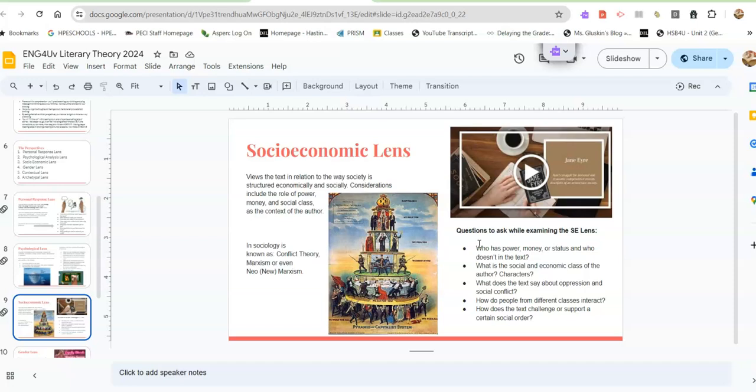Is it present day? Is it past day? Who has power and who doesn't? And so we can ask ourselves some of these questions about how the characters within the story interact and what role power and economics have within their daily lives.